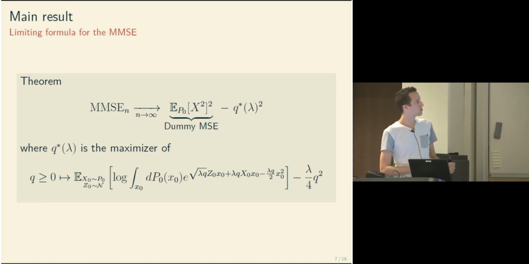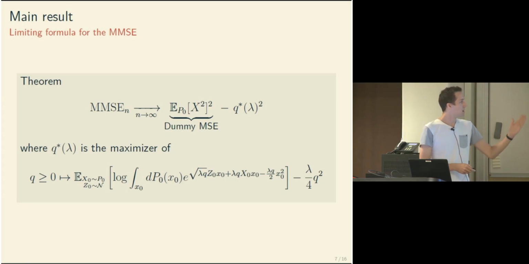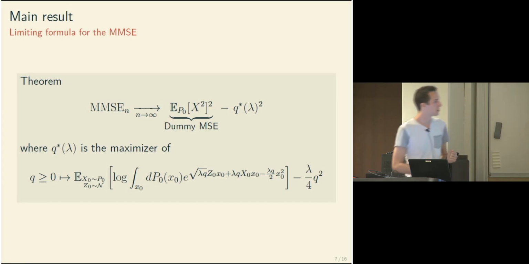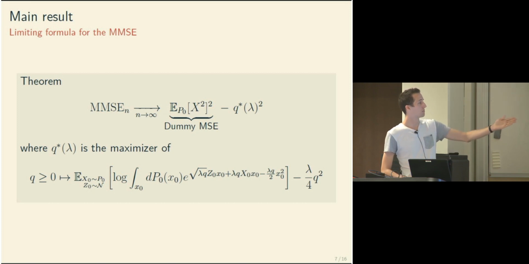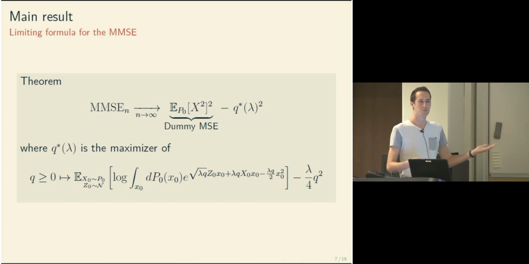And this formula tells you that the MMSE converges to the dummy MMSE minus this quantity. And this quantity is simply the maximizer of this scalar function, a simple scalar function that depends on P0 and of lambda. And so you see this function is quite simple to study or to plot. And so once the minimizer of this function is strictly positive, then you can see that you can do better than chance for estimation. Whereas when it's 0, then the MMSE goes to the dummy MMSE.